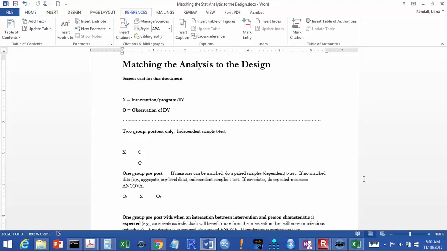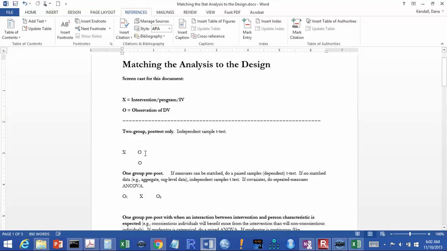Okay, so the first one is the most basic design, and it's not a very good one in terms of threats to validity, as we know, but a lot of times this is all that people can swing. So this is just two groups. One receives the intervention, one does not, and then there's just one observation at the completion of the program. So for this, we would use an independent sample t-test as indicated here. This is a simple two-group post-test only design.